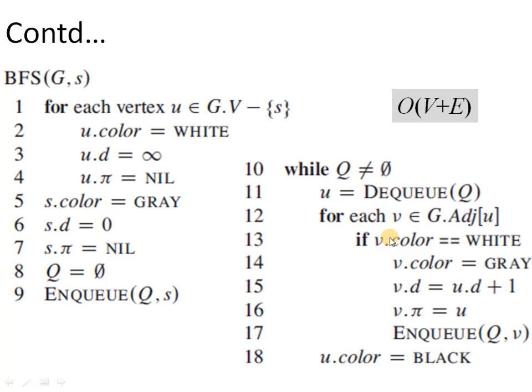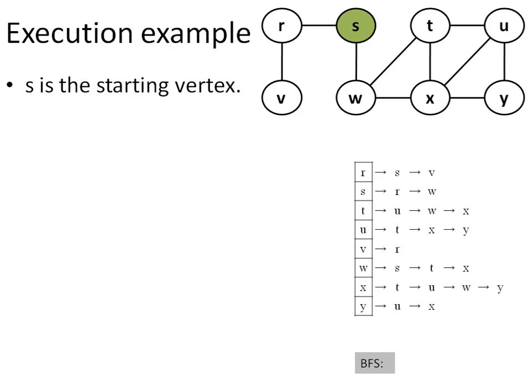That means we will visit each node present in the adjacency list of all the vertices only once. And we know that the total number of nodes present in the adjacency list representation are nothing but bounded by a factor of E. So the overall complexity of this algorithm comes out to be order of V plus E. Now we are going to execute this algorithm on an example.